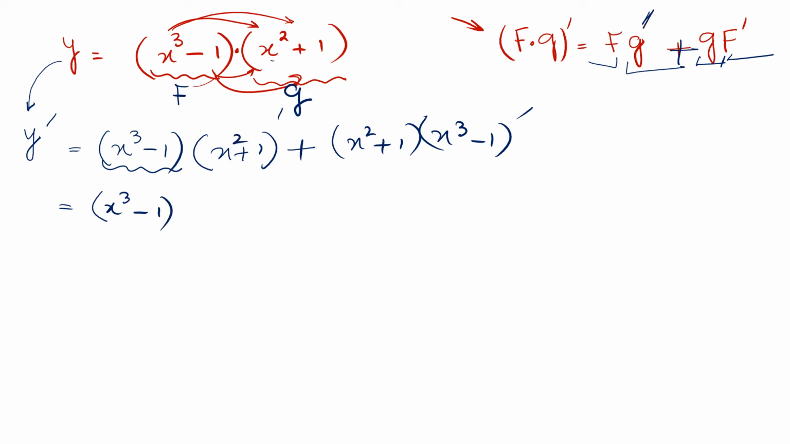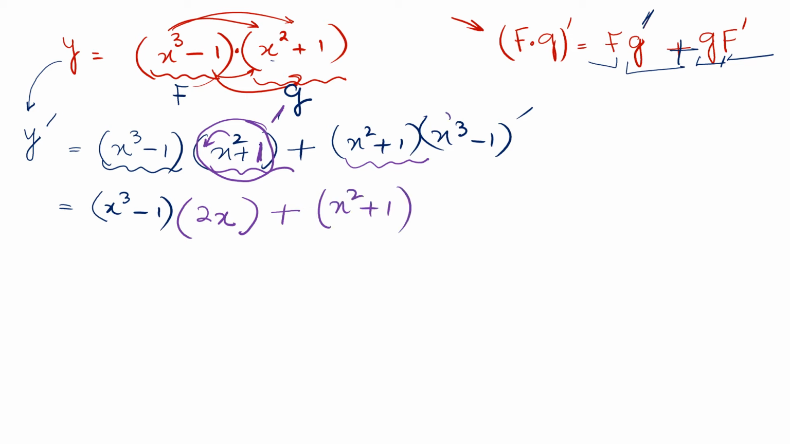Now here, x squared plus 1 with prime. So what does it mean? It means take the derivative of this function. We know from our basic rules how to take the derivative. The derivative of x squared is 2x and the derivative of 1 is 0, so no need to write the 0. Plus, here you don't have any prime on this function, so you just write this as it is. And now take the derivative of x cube minus 1. For x cube, you take the derivative by writing 3x squared, and the derivative of 1 is 0.